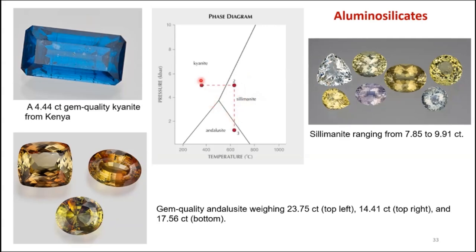Sometimes gem quality kyanite can be produced here. Then, during variation of pressure and temperature, this kyanite can transform into sillimanite. Sometimes these are small sillimanite grains. Initially there was a gem quality large kyanite crystal, but this kyanite can experience a phase change. Here also the mineral chemistry is similar. They are polymorphs. Sometimes the sillimanite grains are relatively small. They are not gem quality.